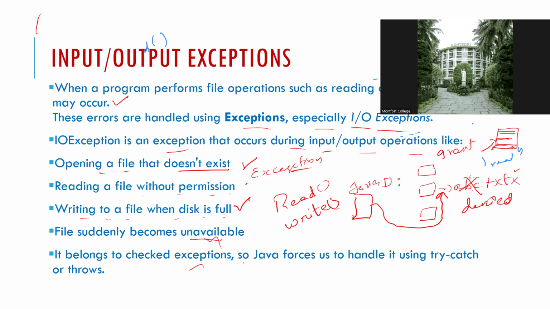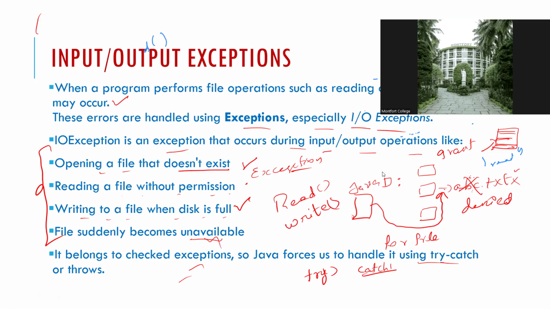It belongs to checked exception, so Java forces us to handle it using try, catch, or throws. So we are going to use try block and catch block for file handling, because there are many possibilities of exceptions here. Try block and catch block, you know already. I have posted a video also, please watch that. It is very important, you may expect some question from the try block and catch block.